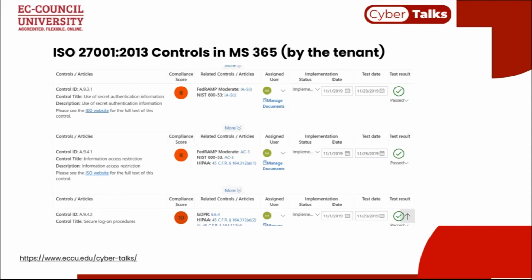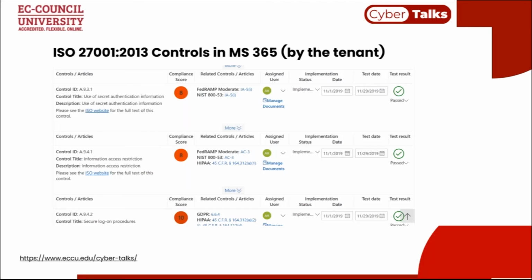By the tenant, you can see all the articles that are important to you, such as use of secret authentication information, information access restriction, or secure logon procedures, which we already had done on the technical part by Microsoft. If we take the last one, we can see even more related controls. You can see HIPAA is mentioned, or NIST. You can then assign this specific control to whoever is working in your enterprise, and you can manage it.